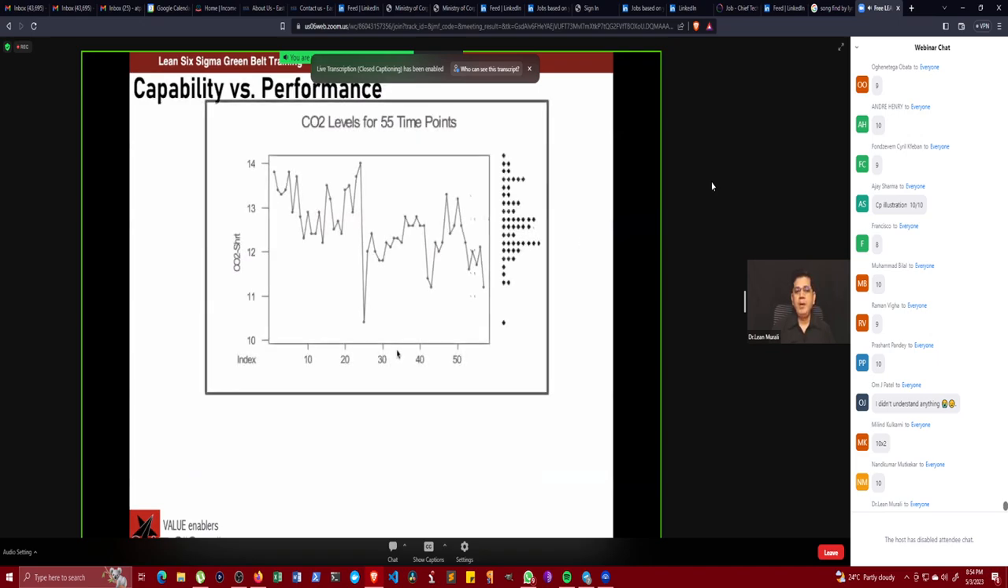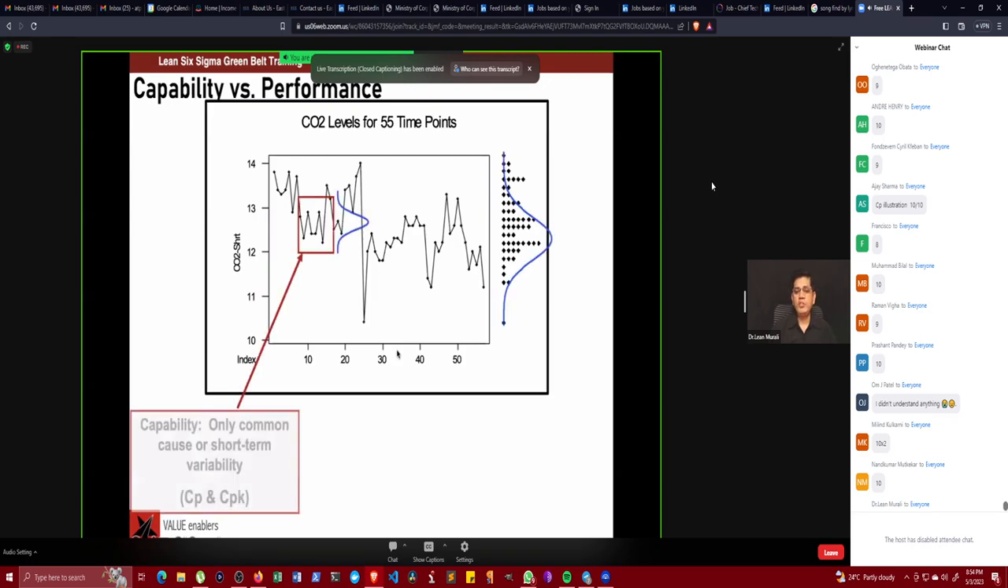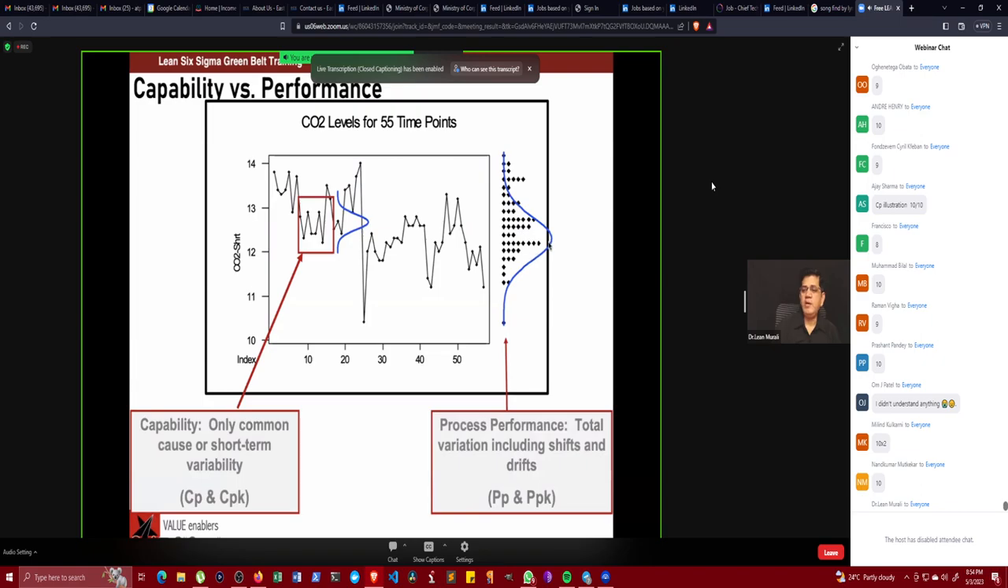Now we will see this also. For example, the same illustration here. This is called short-term variability, because only the common causes are present during that night time alone, for the carbon dioxide level. Whereas here this is the overall performance, maybe throughout the day, the month, or the year. This is called total variation, including shift and drift.